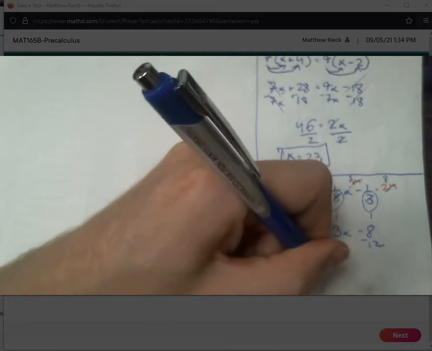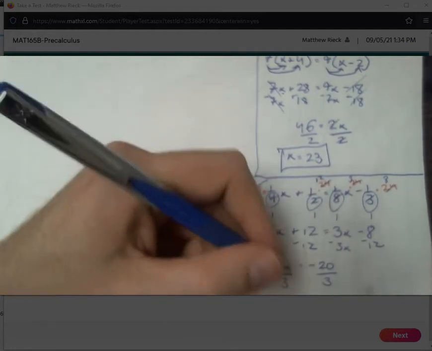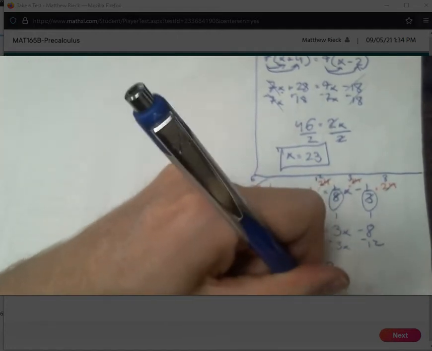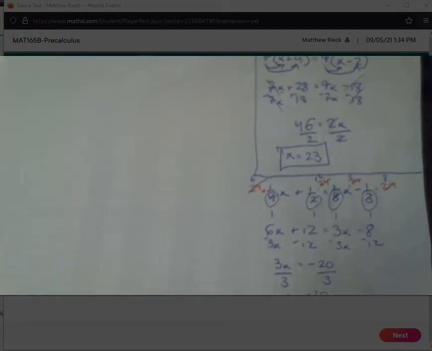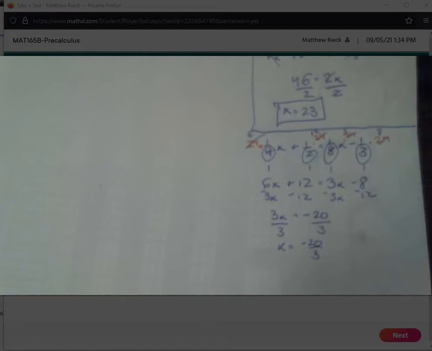And then again, we can just divide both sides by 3 in this case. So negative 20 over 3. And again, if you're ever curious as to whether you have the right answer or not, you can always go back and check in the original problem.